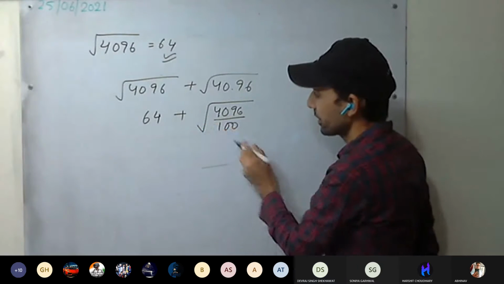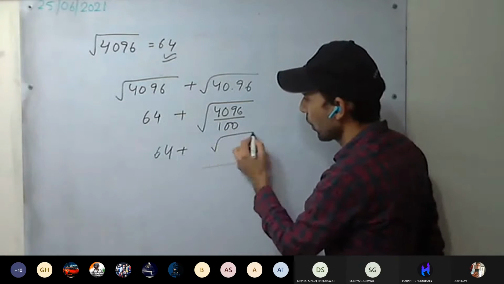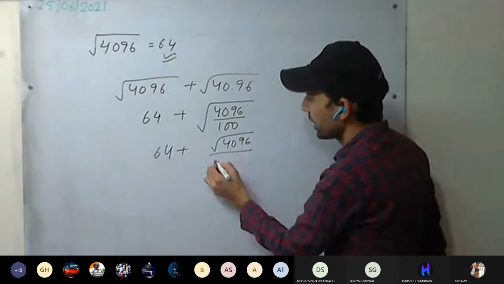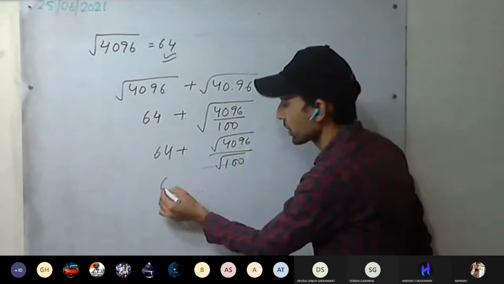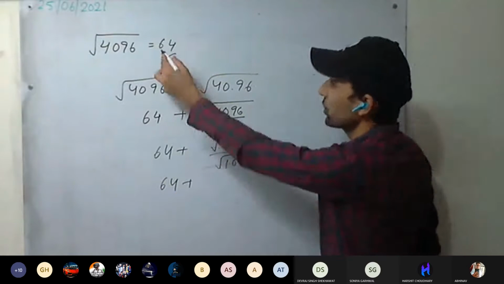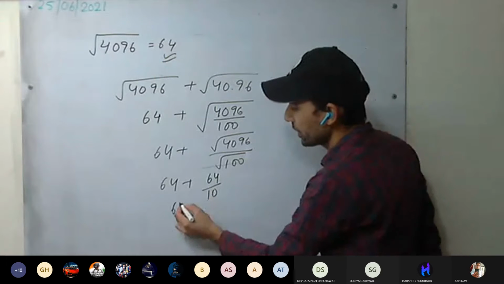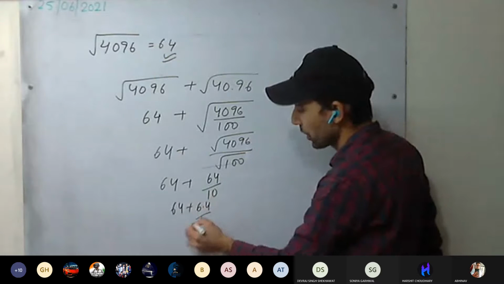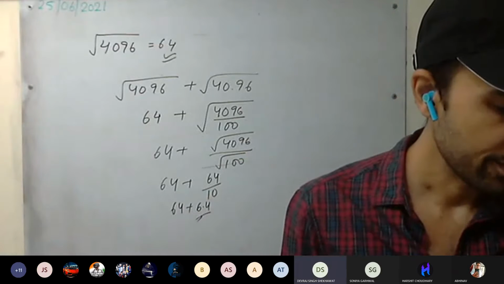You can do it like that, or you can do it like this as well. 4096 divided by 100. Root of 4096 divided by root of 100. You can use any method you can use. 64 plus root of 4096 given 64, root of 100 is 10. 64 plus 6.4. Understood? Okay. Find the answer of 8th one and tell.